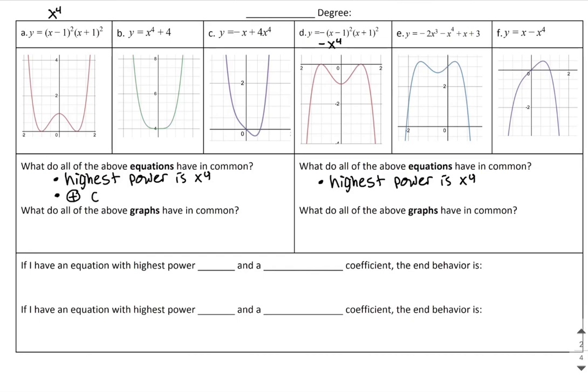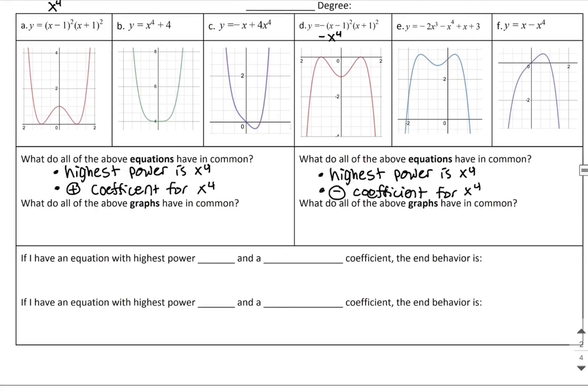So this one has a positive coefficient for x to the fourth power, and this one has a negative coefficient for x to the fourth power. When I look at these graphs, I'm concerned about their end behavior. They don't all look exactly the same for x to the fourth power. This one has a weird funky thing going on in the middle. This one does not. This one looks a little different. It's not symmetrical.